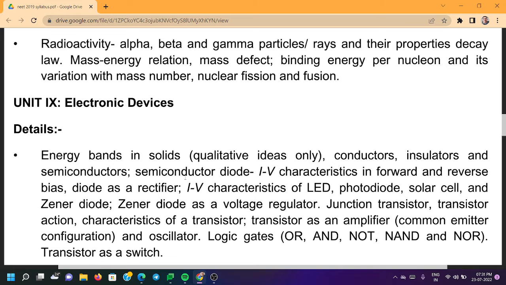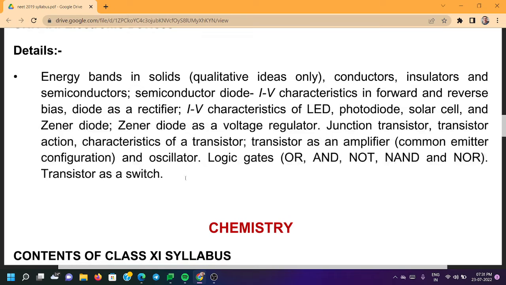Class 12 Physics, Unit 9: Electronic Devices. Energy bands in solids, qualitative ideas only. Conductors, insulators and semiconductors. Semiconductor diode: I-V characteristics in forward and reverse bias, diode as a rectifier, I-V characteristics of LED, photodiode, solar cell, and Zener diode, Zener diode as a voltage regulator.